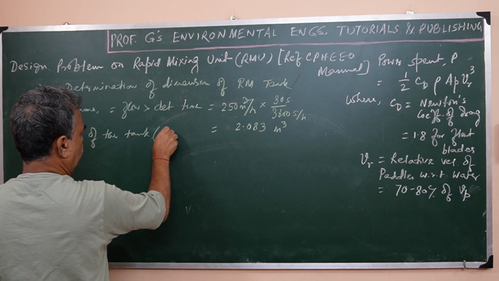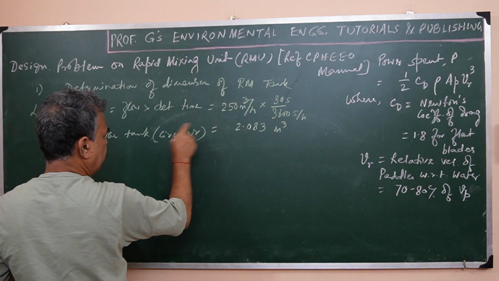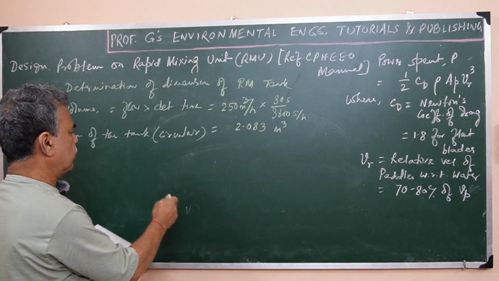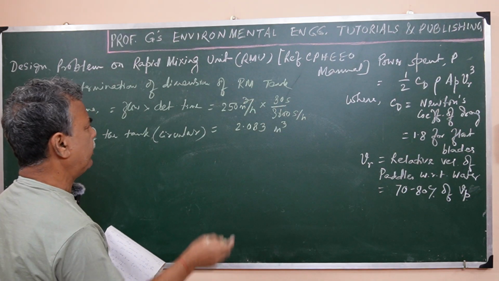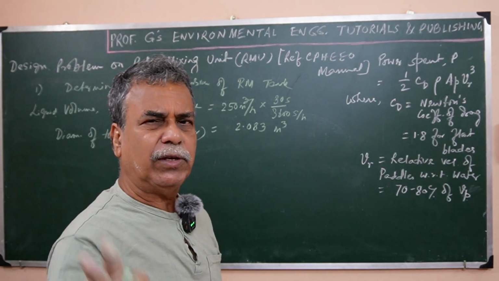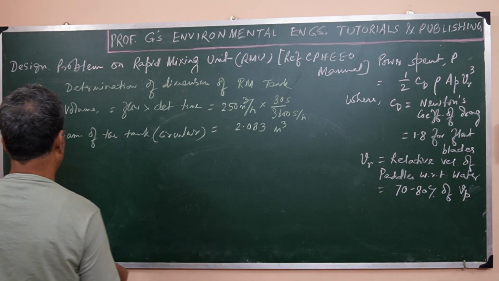that is circular. In the CPHEEO manual they have chosen a circular tank. You could have chosen a square also, with a similar approach. That I have already discussed in my last lecture session.